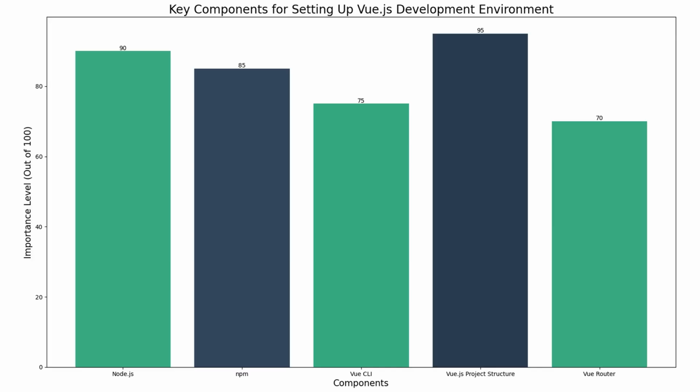The figure titled Key Components for Setting Up Vue.js Development Environment displays 5 bars corresponding to the components: Node.js at 90, npm at 85, Vue CLI at 75, Vue.js project structure at 95, and Vue router at 70, with numeric annotations right above each bar. From these values, we can draw clear priorities.